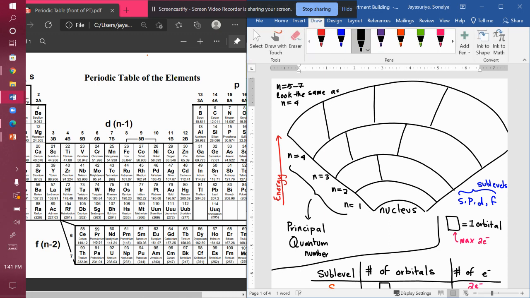We label these floors or energy levels with the n numbers, which you should have in your notes. We call the n levels principal quantum numbers. Principal quantum numbers are basically the main energy levels for electrons inside the atom. So these are main energy levels.